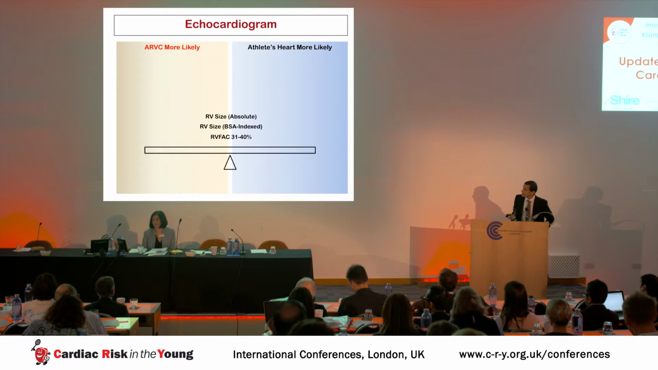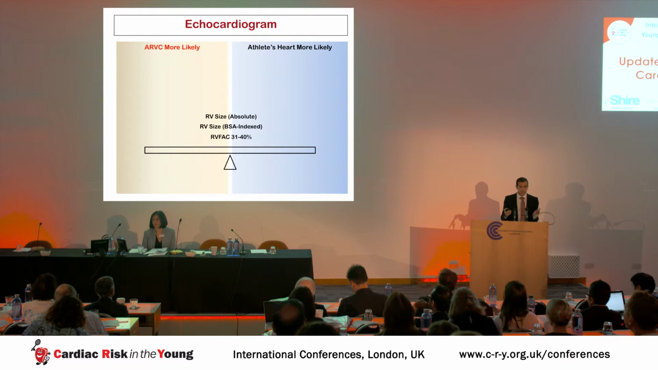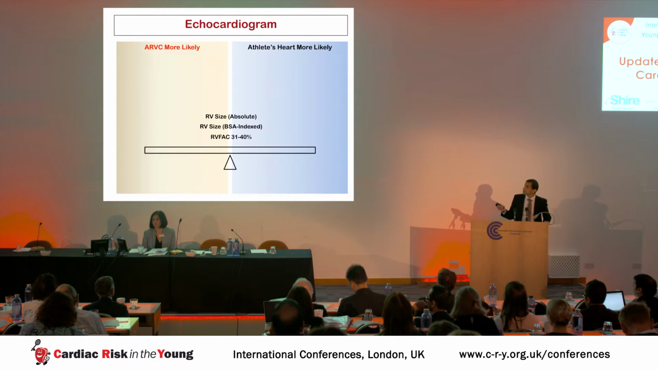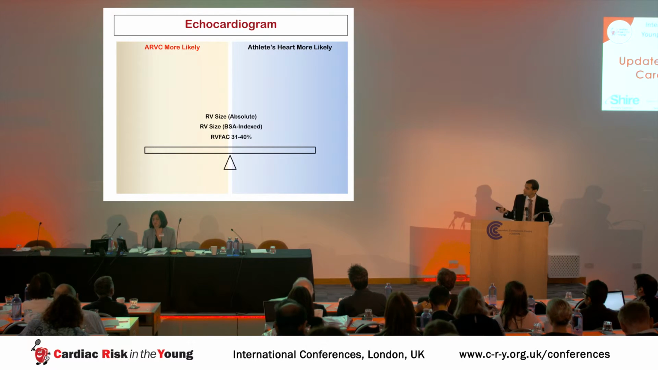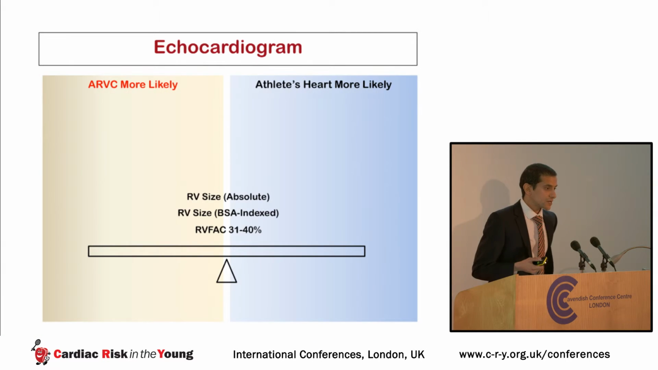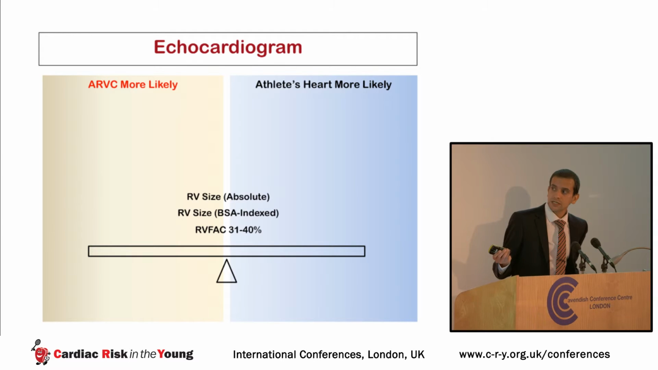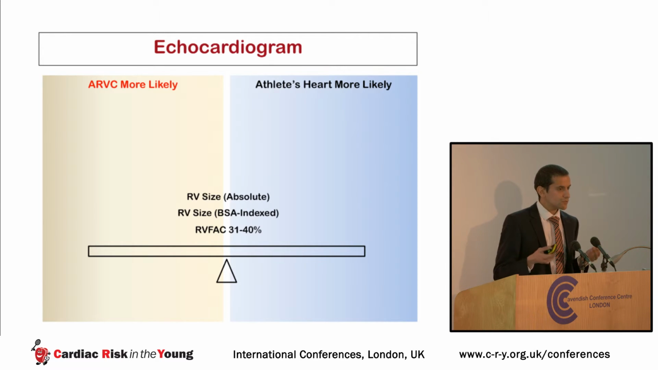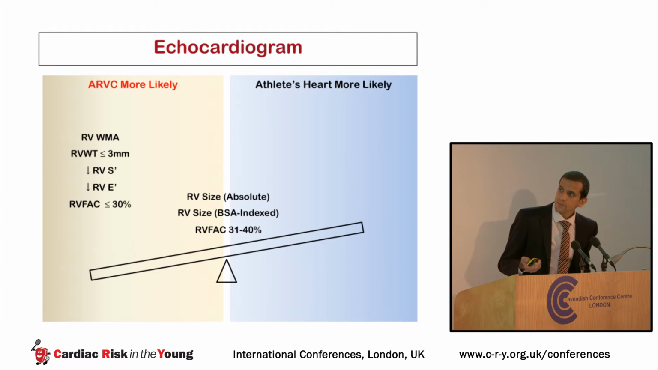On the echocardiogram, the absolute or body surface area indexed size of the right ventricle doesn't help to differentiate these two conditions, because athletes sometimes have larger ventricles than ARVC patients, larger right ventricles. Minor reduction in your right ventricular function on echo was not a discriminator. We saw this in athletes as well. Similar to the process you saw in the previous talk, the athlete can have a sluggish right ventricle at rest, which picks up during exercise.